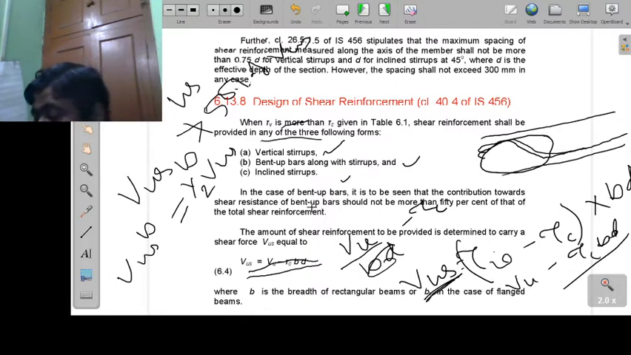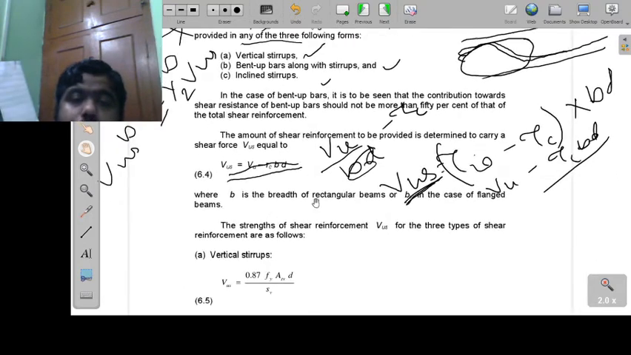Either this or that equation, our objective is to know the additional shear force left for which we have to design the shear reinforcement, and that amount is Vus. It is also said that this Vus amount cannot be more than 50% in case of bent up bars, whenever we are providing bent up bars. Now let us see the remaining part, that is, how to design this.